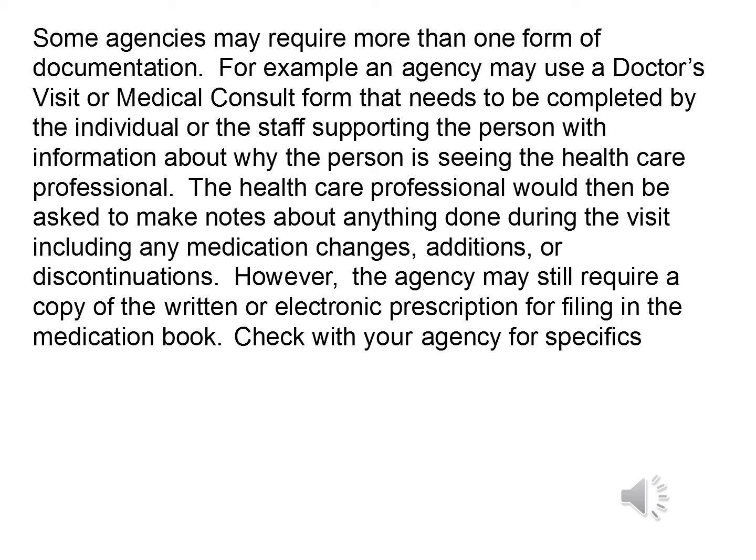Some agencies may require more than one form of documentation. For example, an agency may use a doctor's visit or medical consult form that needs to be completed by the individual or the staff supporting the person with information about why the person is seeing the healthcare professional. The healthcare professional would then be asked to make notes about anything done during the visit, including any medication changes, additions, or discontinuations. However, the agency may still require a copy of the written or electronic prescription for filing in the medication book. Check with your agencies for specifics.